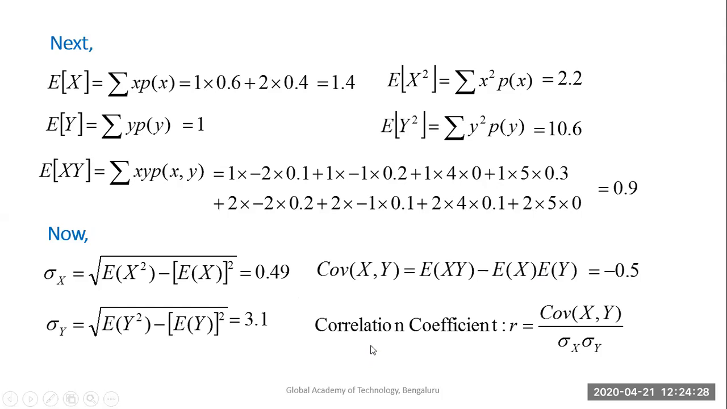Then the coefficient of correlation R is equal to covariance of xy, that is minus 0.5, divided by 0.49 into 3.1. So this comes as minus 0.3292. So minus 0.3292 is the coefficient of correlation between x and y. So there is a negative correlation with 0.3292 as the strength of that relation.